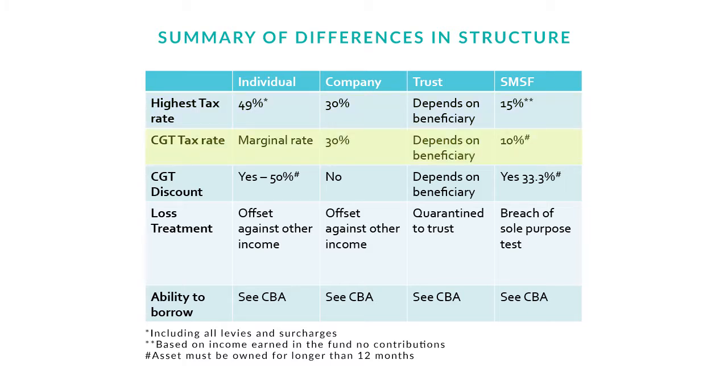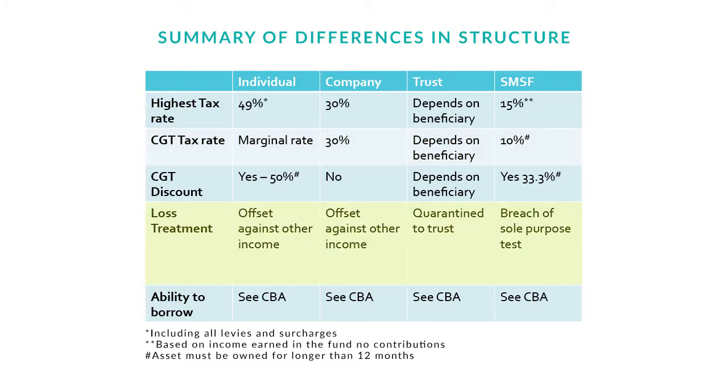The capital gains tax rate is also different across all of the entities. For an individual, it is the marginal rate. For a company, it is 30%. For a trust, it depends on the beneficiary. For a self-managed super fund, provided that you've owned the property for 12 months, it is 10%.